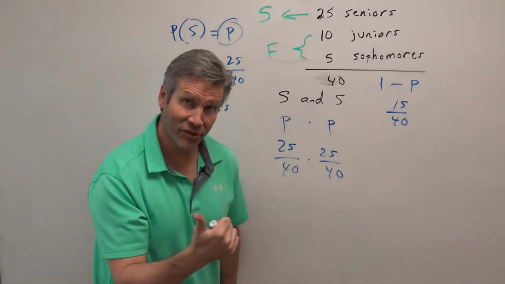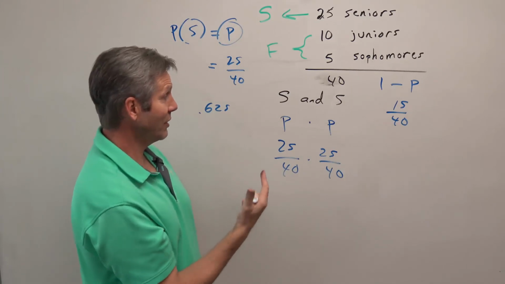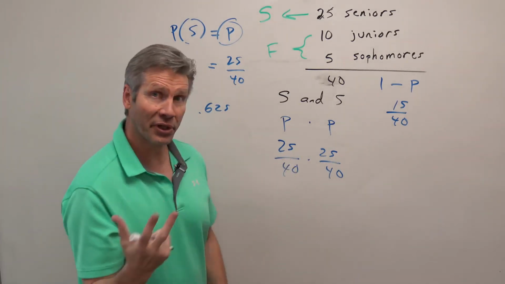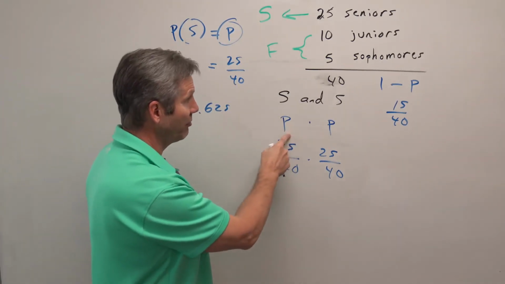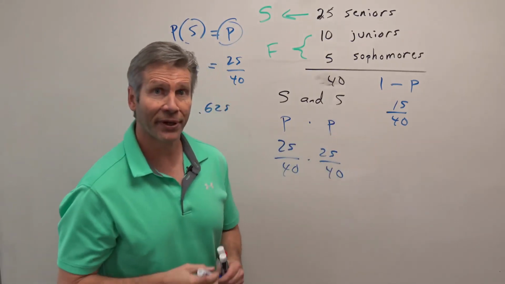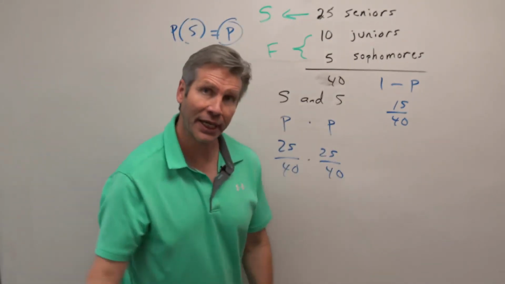So we've got successes and failures. We've got independence of the trials. The probabilities don't change, and these probabilities are P for success and 1 minus P for failure. This paves the way for geometric and binomial probability.